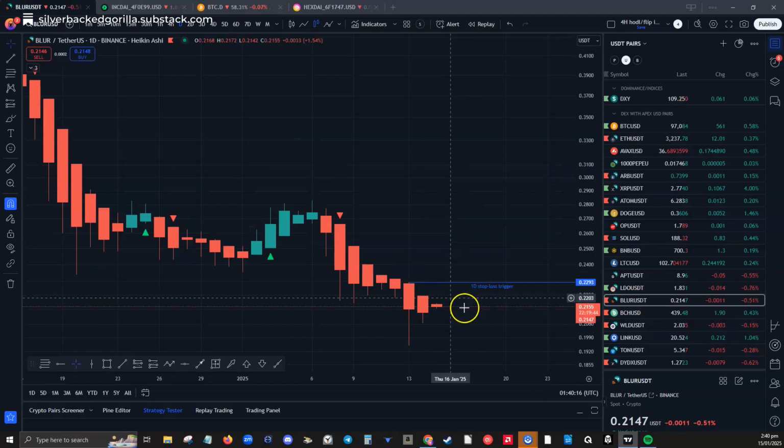Blur. Blur, that's an ongoing one. If you are in that, just make sure you update. Make sure that the stop loss level is right. 0.2293 on Blur.